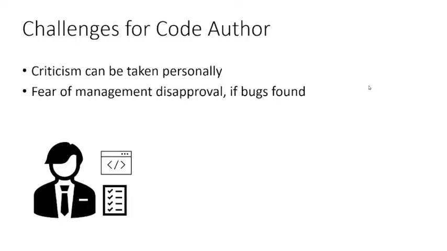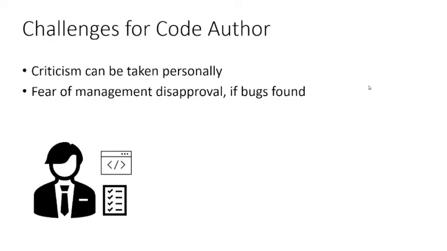Here are a few challenges that are specific to the code author. One of them has to do with communication, criticism. When we write code, I know I take a lot of pride in the code that I write. Sometimes I take ownership in it, and I want it to be perfect. And when someone comes back and criticizes my code, tells me the problem with my code, sometimes it feels like they're criticizing me, or they're criticizing my baby, because I've actually internalized the code.